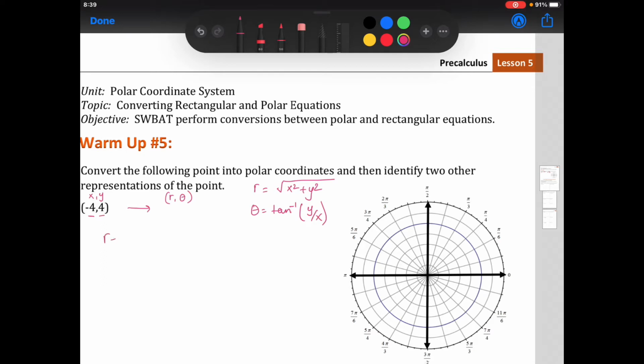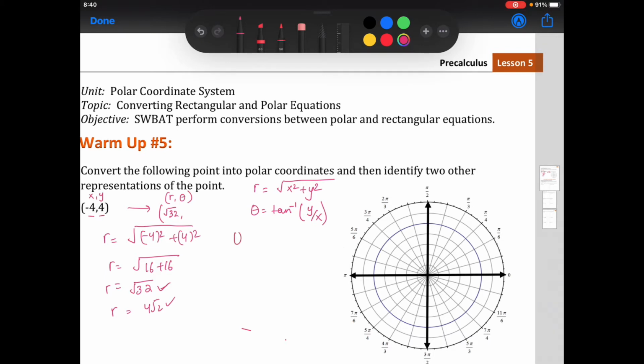So r would be what? Negative 4 squared plus 4 squared. Negative 4 squared is 16, 4 squared is 16, so r is equal to the square root of 16 plus 16, which is rad 32. You can simplify it, which would be 16 times 2, so it will be 4 rad 2, either or is fine. You don't have to have your radical simplified, that's fine with me. So we already know my r. I'm just going to write rad 32. And now I want to find theta.